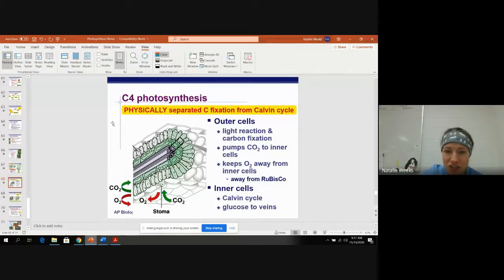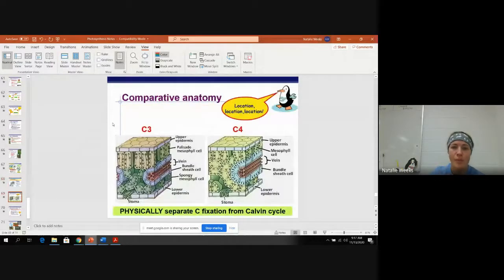So if we're looking at gas exchange in that whole structure, we're trying to keep the oxygen away from Rubisco. That's all we're trying to do. We're just trying to keep it away from Rubisco. If we look at a C3 plant versus a C4 plant, we can see that there's a lot less sponginess in that C4 plant. It's more filled with cells, once again, to physically separate oxygen from Rubisco.